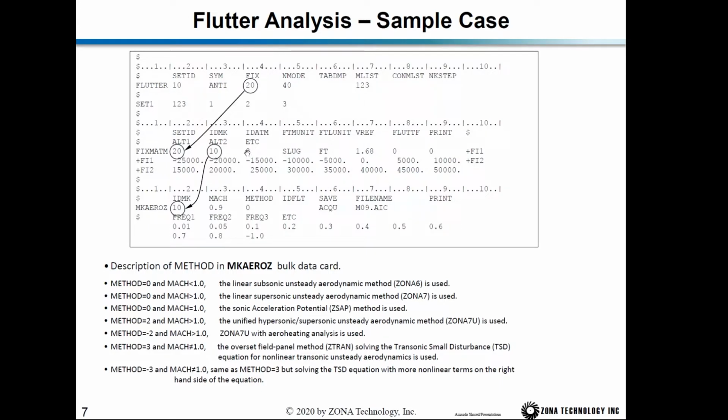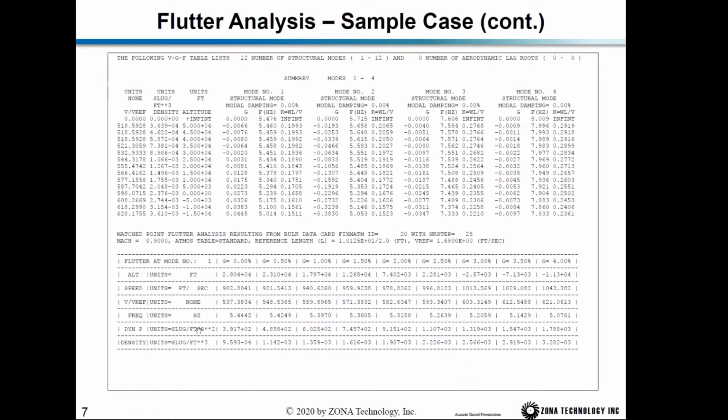And in the flutter analysis, it refers to the fixed ATM card, and this will refer to the MKAERO card. From the Mach number and from the method, you will select a corresponding aerodynamic method to generate the AIC and the generalized aerodynamic forces. And this is a typical flutter output in the standard output file.